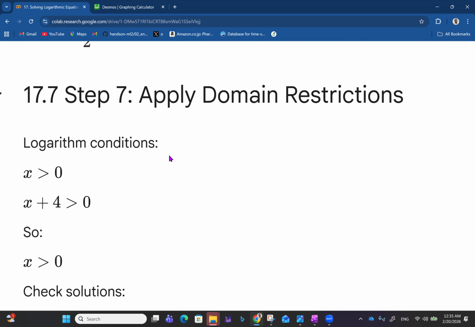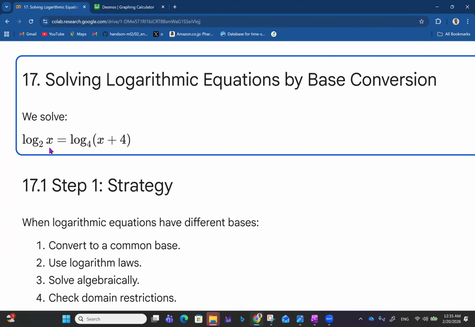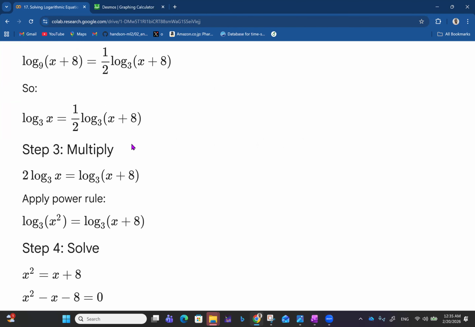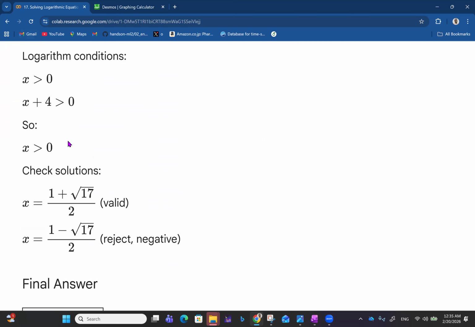logarithm conditions now. First of all, from the expressions, we have the original thing. x has to be greater than 0 and x plus 4 has to be greater than 0. Okay, so here we have x should be greater than 0 and x plus 4 should be greater than 0, meaning x should be greater than minus 4. So if x is greater than 0, it's automatically greater than minus 4. The stronger of the two is x greater than 0. So x has got to be positive. So negativity should be rejected.